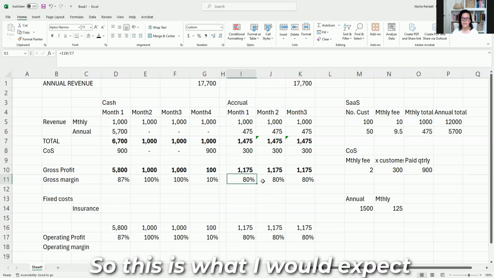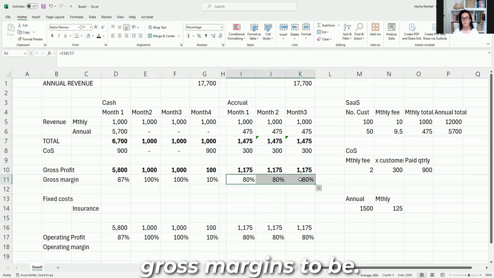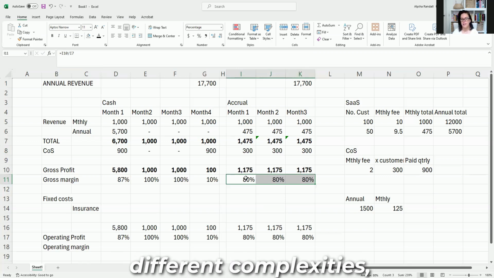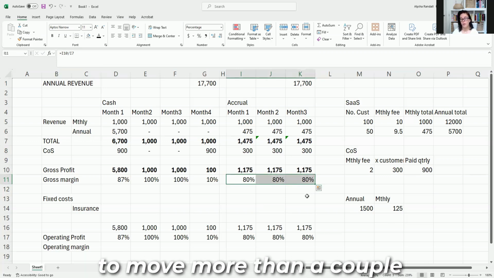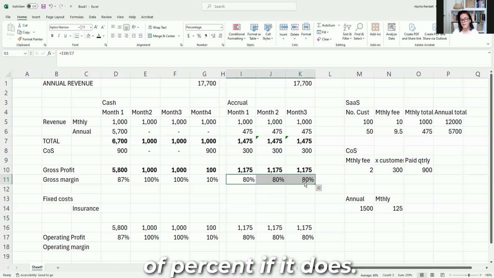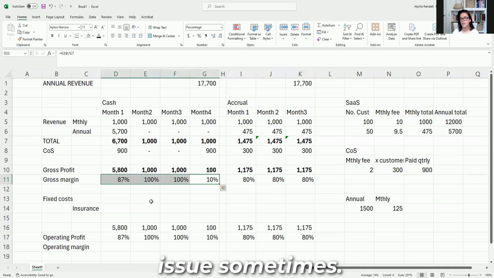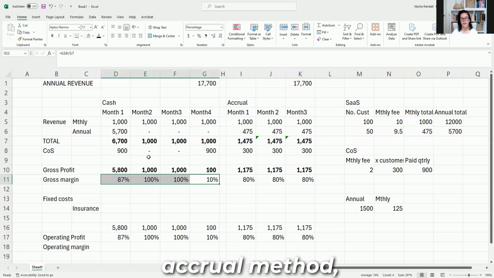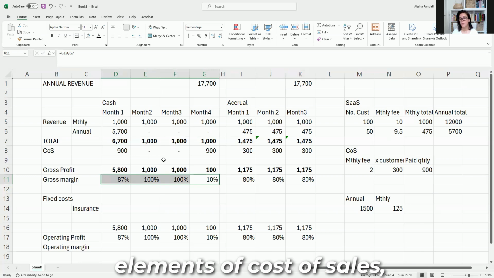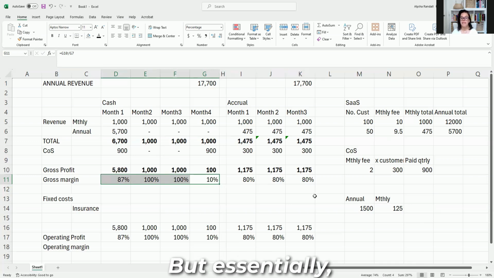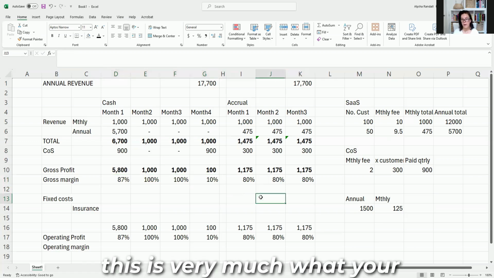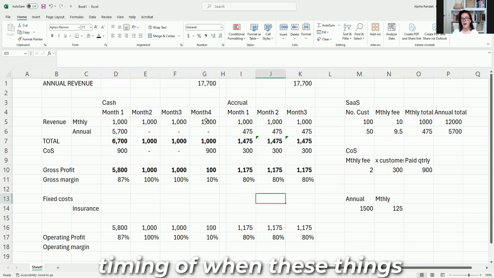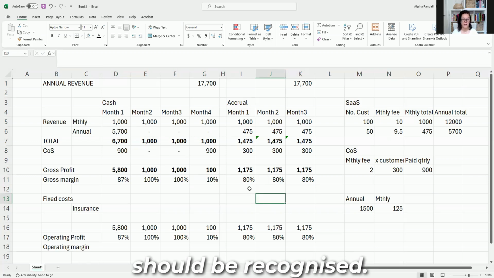So this is what I would expect gross margins to be. And when you have a bigger business with many more different complexities, I would expect gross margin not to move more than a couple of percent. If it does, you may have some of this issue. Sometimes I've found with businesses, they may have most of revenue on the accrual method, and then maybe 1 or 2 elements of cost of sales on cash accounting, and vice versa. But essentially, this is very much what your management accountant should be doing, and that is understanding the timing of when these things should be recognized.